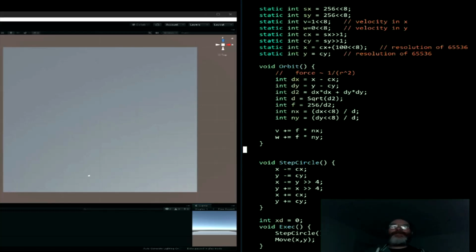Hey, Grumpy Game Dev. Yes, I am doing fixed point. What I'm doing is showing how you can do a simulation of gravity in fixed point. I just, on a whim, tried to do it in fixed point. It wasn't my original intention, but I sort of went crazy and said, let's demo it in fixed point.